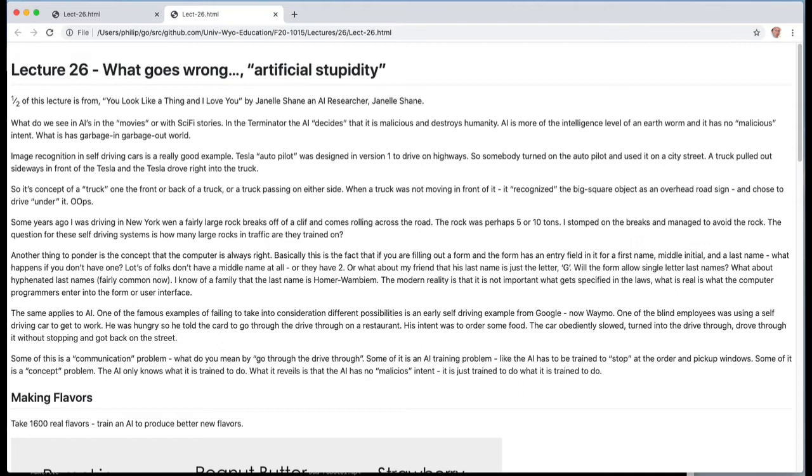Image recognition in cars is a huge problem, in which they have spent a tremendous amount. Tesla, a while ago, a person took the autopilot, which is designed for running on highways, and turned it on while running on a city street. And a truck pulled out in front of them. This is kind of a sad story, because the Tesla autopilot misidentified the side of a truck as an overhead sign and drove right into it. It thought it could go underneath it.